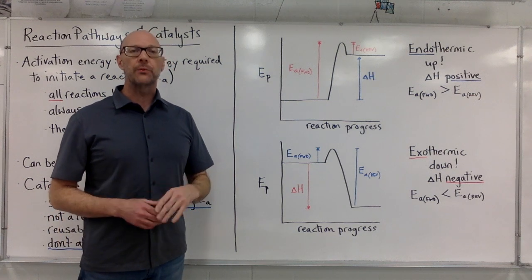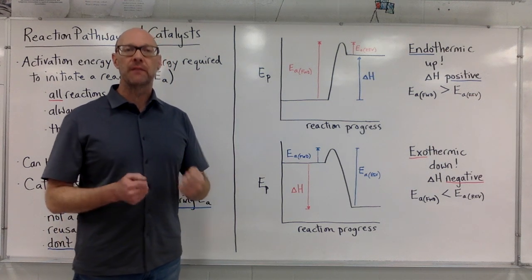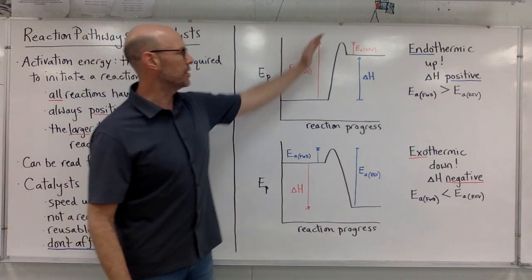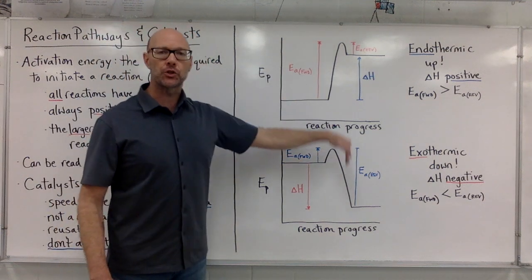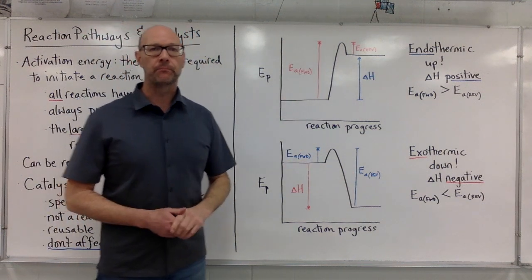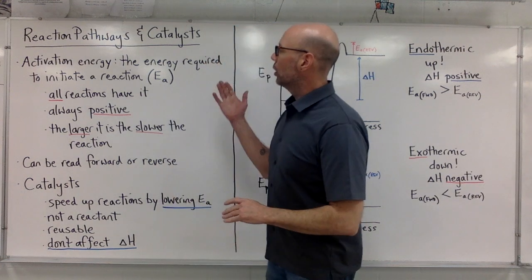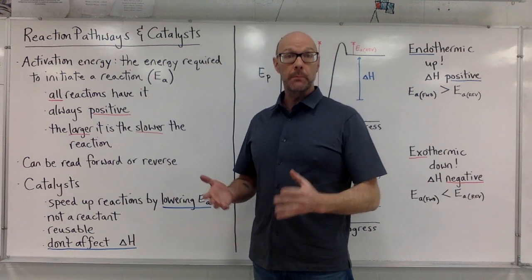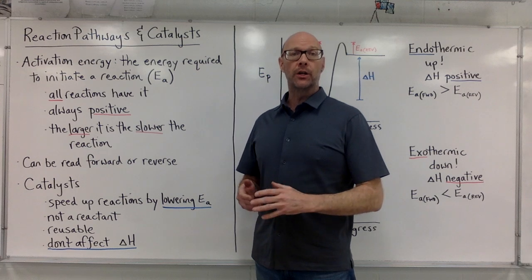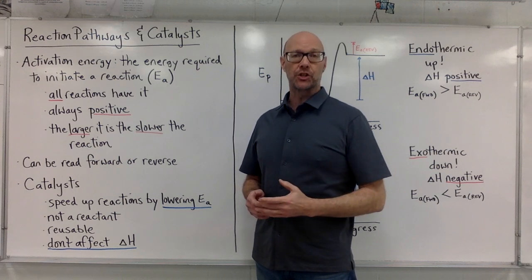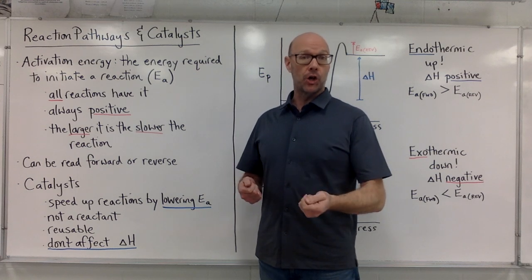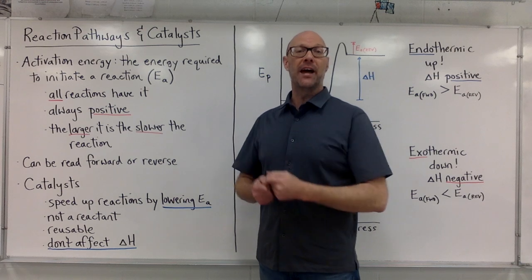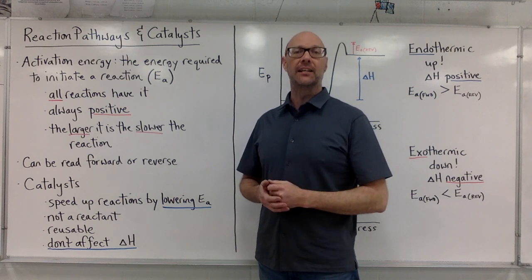These reaction pathways have an extra bit of information in them. You can see there's this extra shape to the graph. This represents what we call the activation energy. It's the minimum amount of energy required to initiate a reaction. To set a reaction off, we have to put a little bit of energy in to activate the reaction.